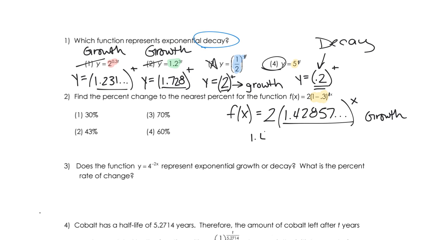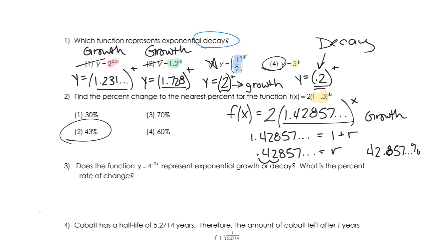But because it's growth, we're going to do what we did on the front side where we take our base and put it equal to 1 plus r because it's growth. We're going to subtract 1 and we end up with a rate of 0.42857. However, we have to still multiply it by 100 or move the decimal 2 places to the right in order to get a percent, like our choices are indicating. And so we end up with 42.857%. And the one that closely approximates that is choice 2, 43%. Okay.